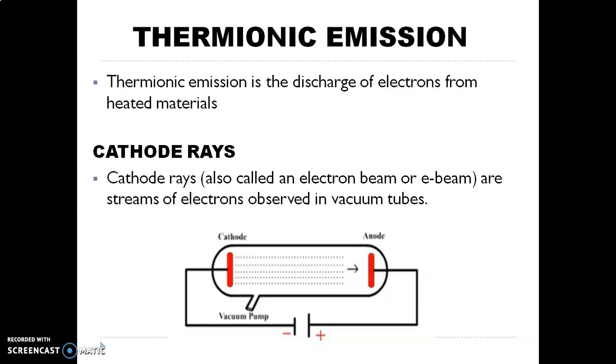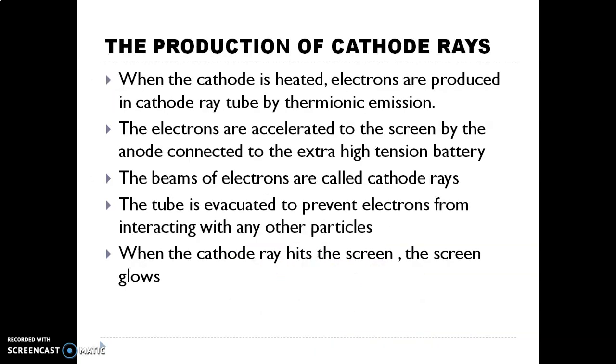Cathode rays, sometimes called an electron beam or E-beam, are a stream of electrons observed in a vacuum tube. As we can see here, we have a tube, a cathode, and an anode. Here we have the source of electricity. After this, electricity hits the cathode, the cathode gets heated, and the electrons move from the cathode to the anode. This movement of electrons, as we see here, looks like rays, and this is called the cathode rays. Now, how are cathode rays produced?